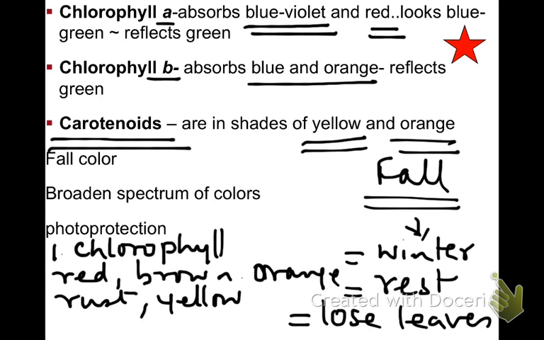Now, carotenoids, what is their main purpose? They offer photoprotection. What is the meaning of photoprotection? They absorb excess light. They absorb the excess light and prevent the leaves from getting damaged because of reactions that come with excess light.